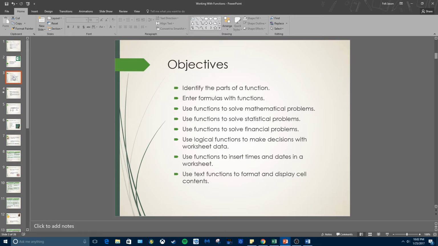So we're going to be working with functions. You're going to be able to identify the parts of a function and enter formulas with functions, which I just showed you. You're going to use functions to solve mathematical problems, statistical problems, and financial problems. You're going to use logical functions to make decisions with worksheet data. You're going to use functions to insert times and dates in a worksheet, and text functions to format and display cell contents.